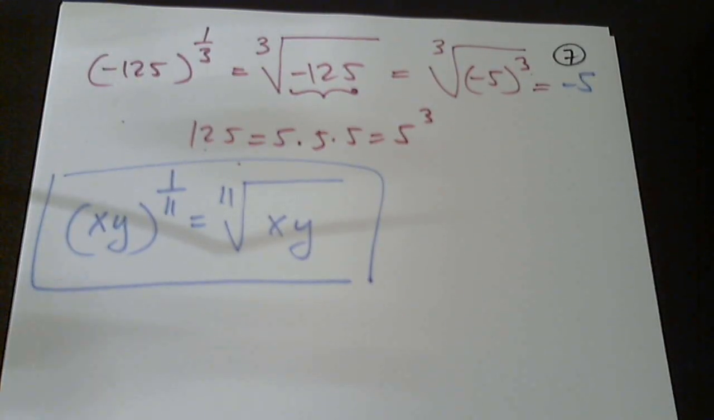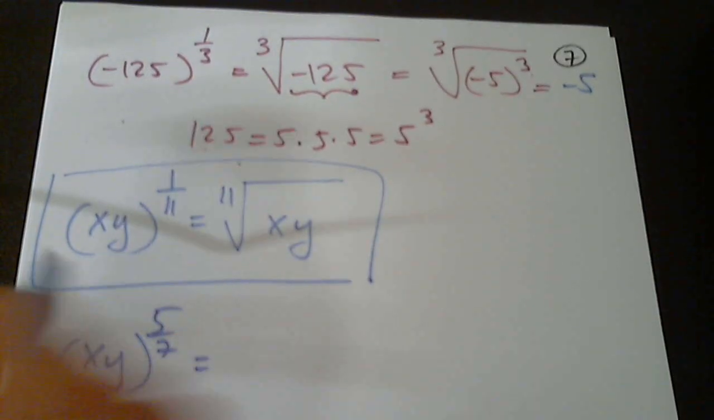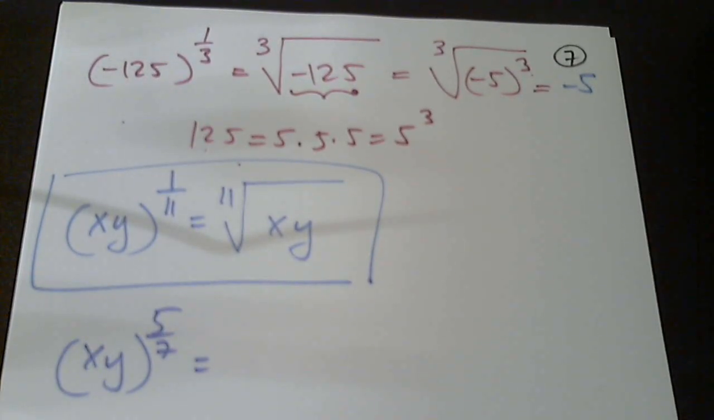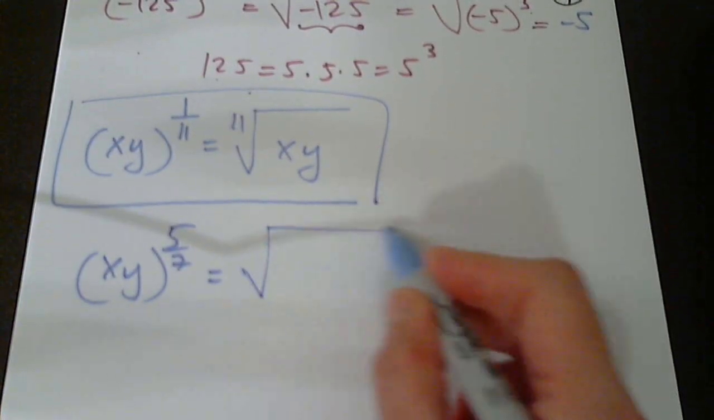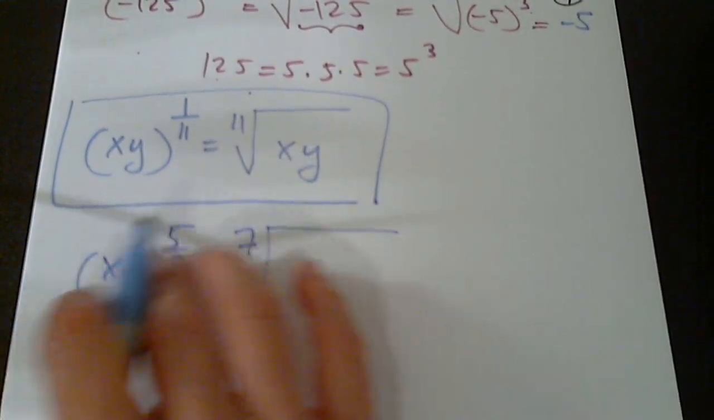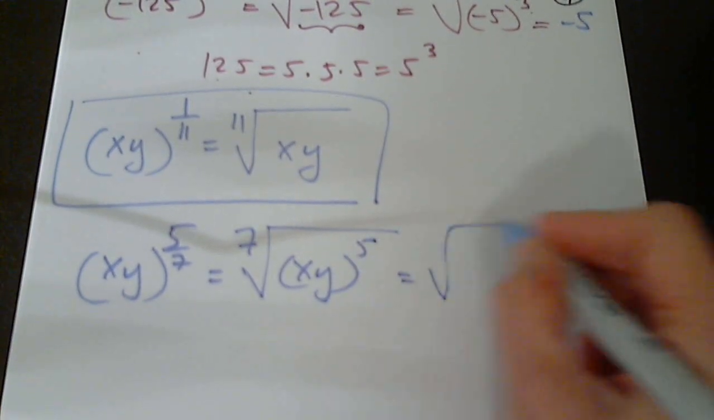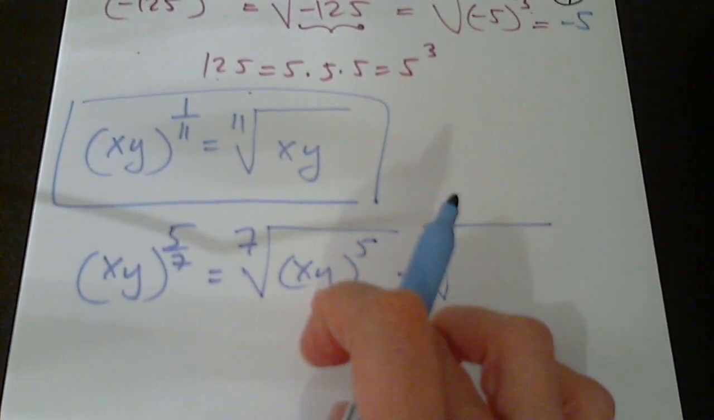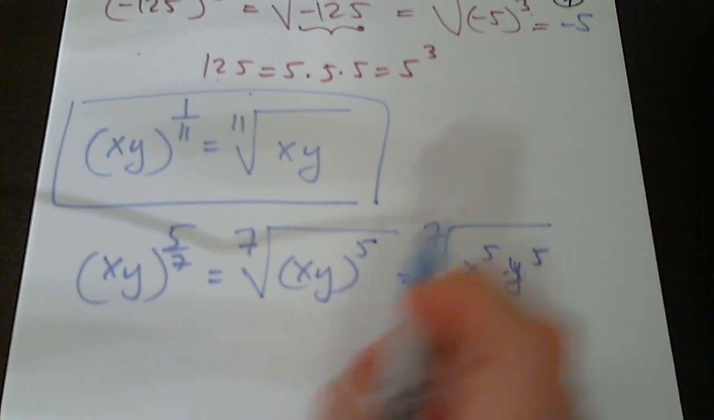Okay, how do I write this one? xy, everything to power 5 over 7. What is the index of this radical? Let's establish or find the index first. 7. Yes, and all you have to do is just copy xy to the 5th, or you can copy it x to the 5th times y to the 5th, and that's it. Both are perfect.